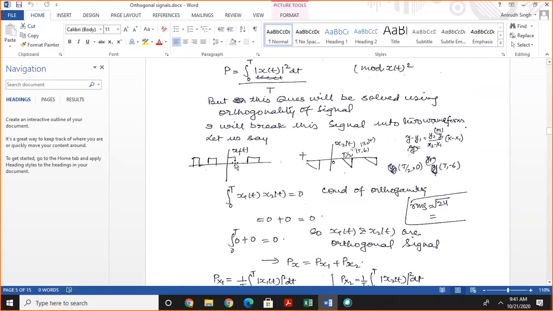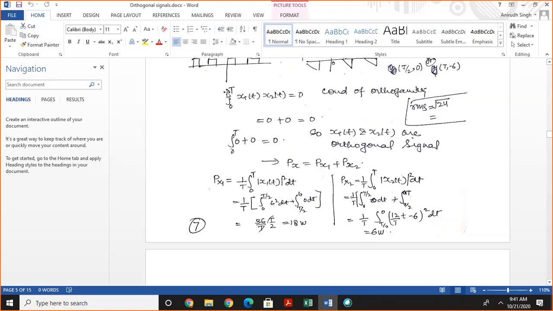Next question. Calculate the average power and RMS value of the signal x(t). This is the given signal, and you have to calculate the average power and RMS value of this signal. We can easily calculate the average power by using this formula.